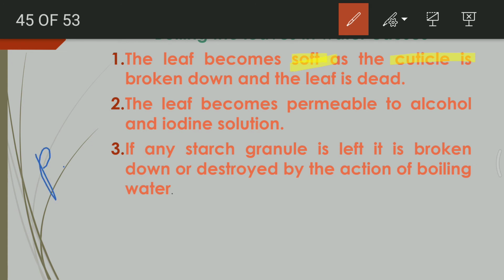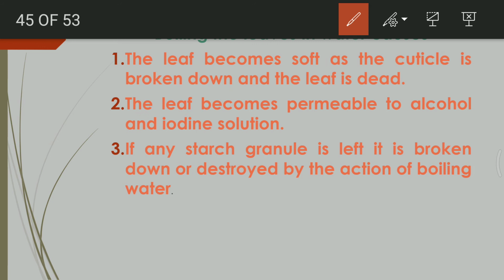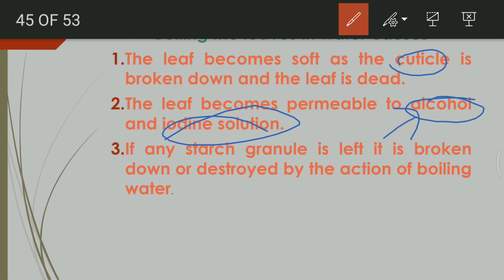Protoplasm is completely removed by the process of boiling in water. The second thing which takes place is the leaf becomes permeable to alcohol. Now before, there was presence of cuticle. Cuticle is a waxy coating, and it will not allow the movement of alcohol inside it. So after the removal of cuticle, alcohol will very easily move inside the leaf, and even iodine solution can move inside, but our intention is at first with alcohol, so let's stick to it.